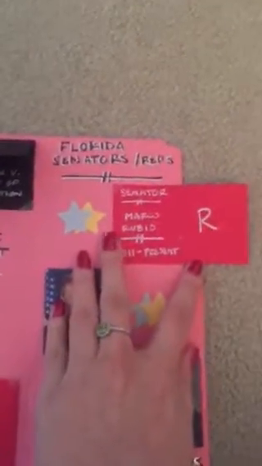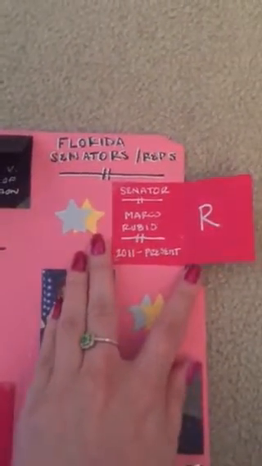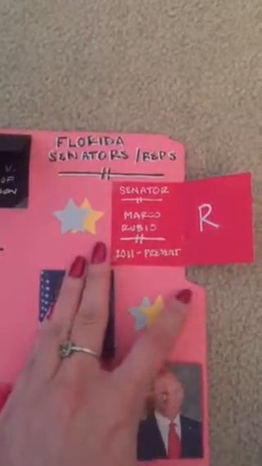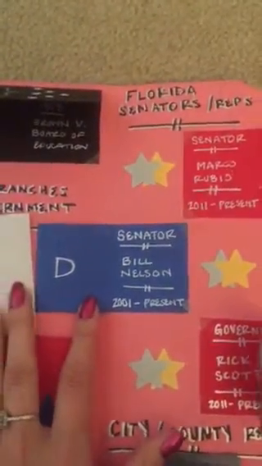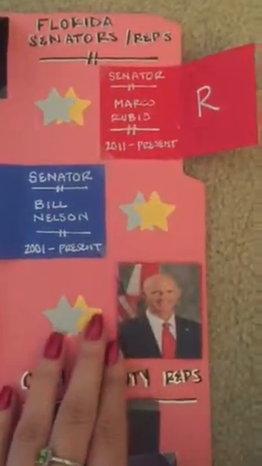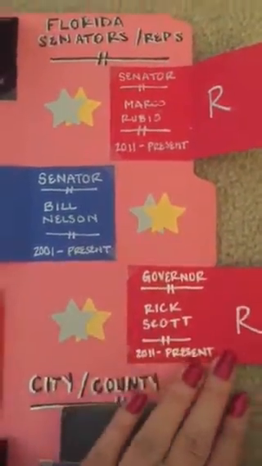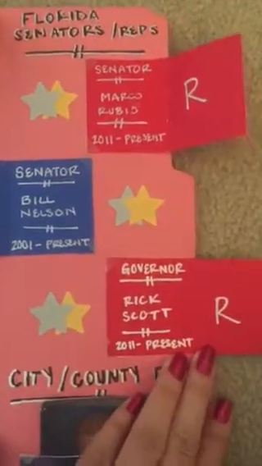So over on here, for this right side of the foldable, we have Florida senators and reps. So we have Marco Rubio, who's a Republican. He is a senator, and he's served since 2011 to the present. And we have Bill Nelson, who is a Democrat. He is a senator, and he served since 2001 to present. And then over here we have Florida's governor, which is Rick Scott. And he's a Republican who has served from 2011 to the present.